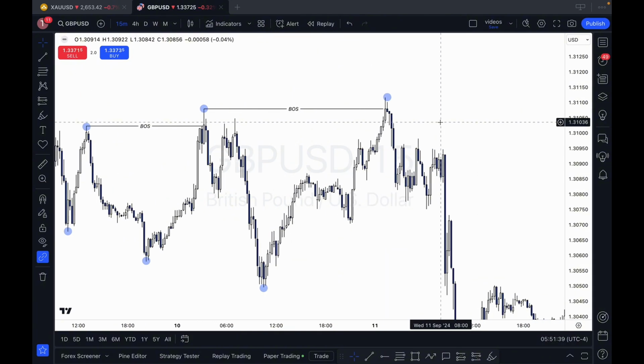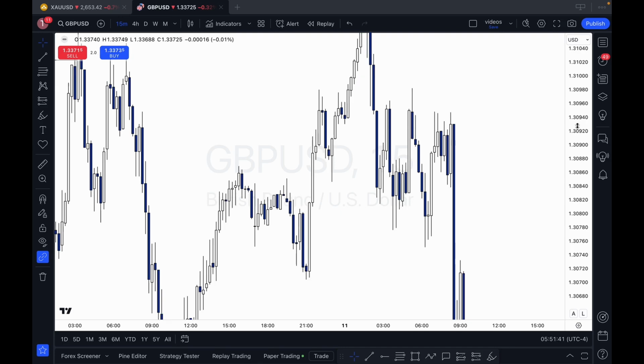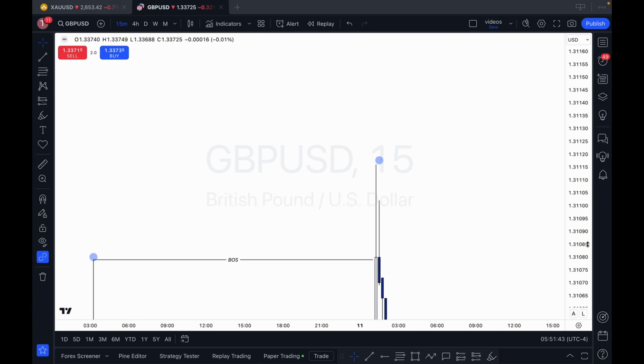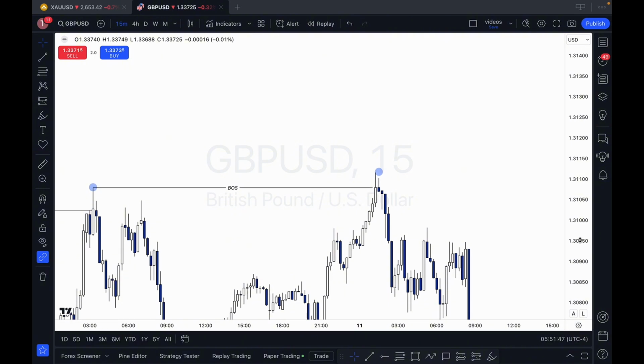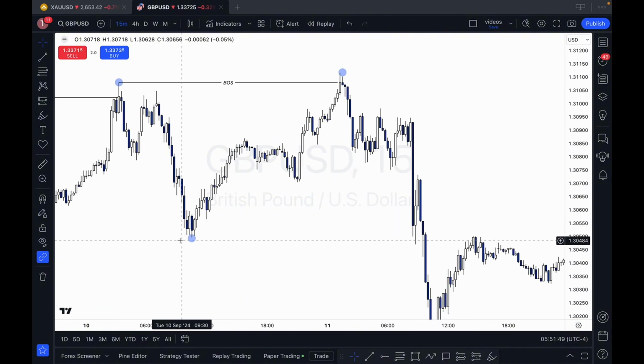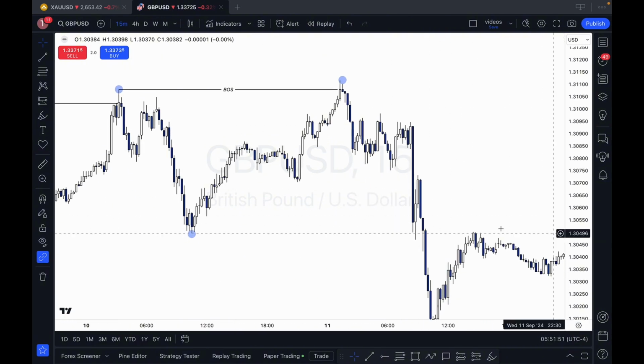Then again, if you look, barely closed above. Very, very minor, right? Barely closed above. That counts for me. So officially we're bullish, right? And then we got slapped again, bearish. It's fine, right?